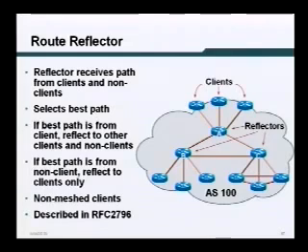There are a few more rules to go with it. You can't just break that bit of IBGP and carry on regardless. Okay, a route reflector will receive a path from a client and from a non-client. It will pick the best path. If the best path is from a client, it will reflect it to other clients and to non-clients. If the best path is from a non-client, it will send it to clients only.